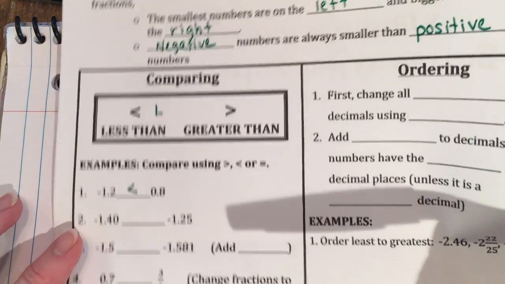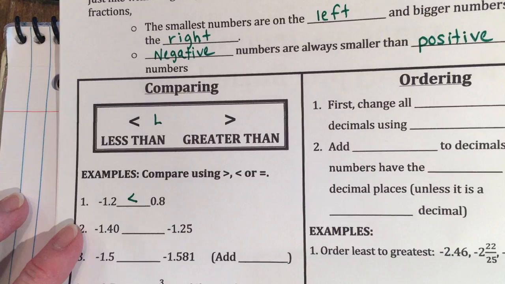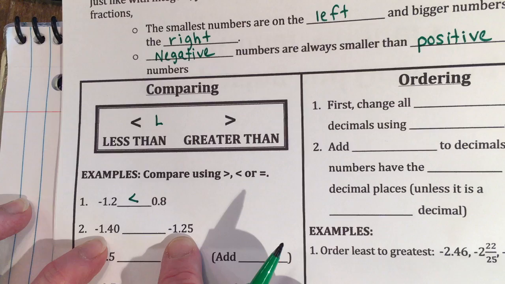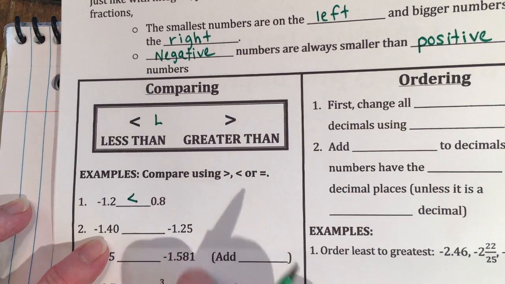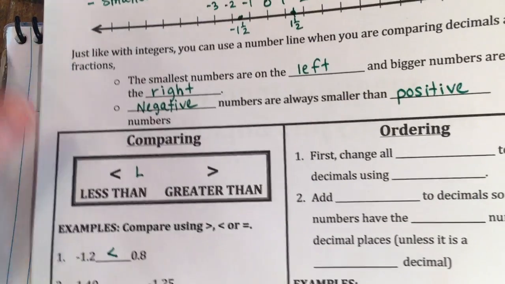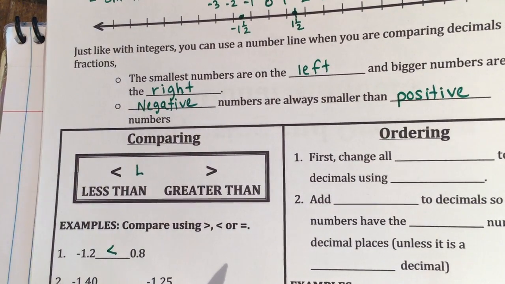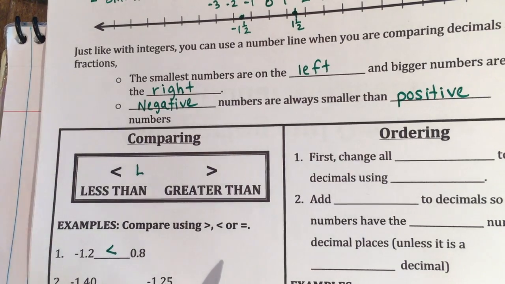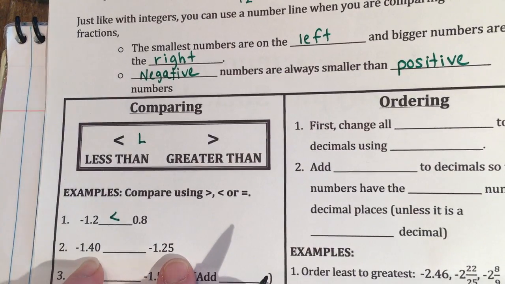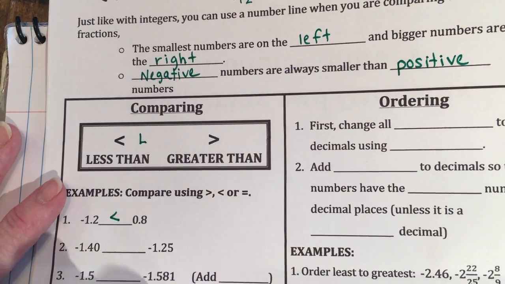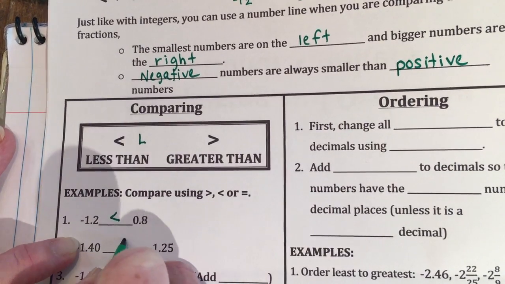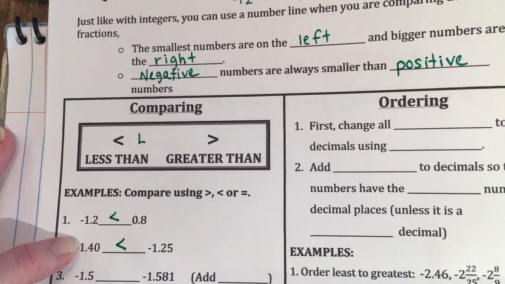All right, in the next example, I have two negative numbers, -1.40 and -1.25. When you're comparing two negative numbers, what you need to know is which number is the most to the left. So if you're thinking about a number line, even if you got rid of your decimal here, which number is going to be furthest to the left? -140 or -125? Hopefully you can see. Same thing with the decimal. -1.4 is going to be further to the left than -1.25. So it is smaller, it is less than -1.25.